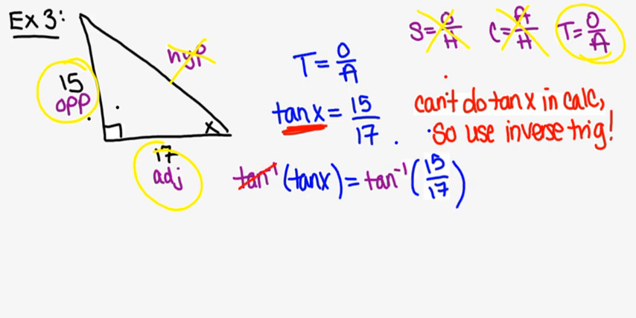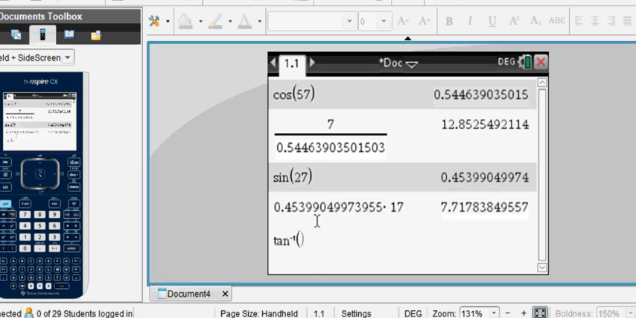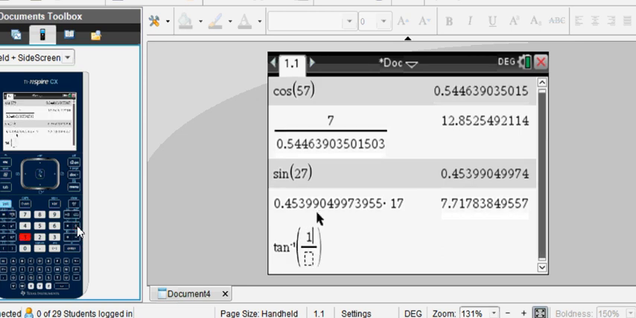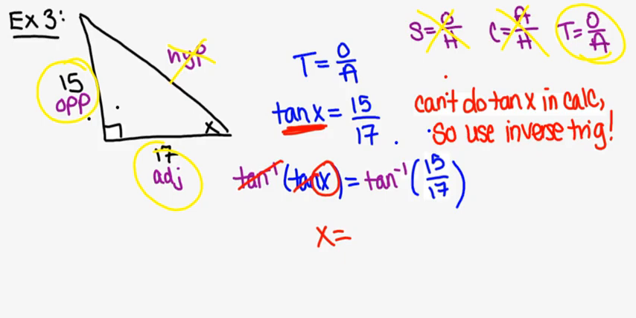So inverse tangent and tangent cancel each other out, and I'm left with an x. And x is going to be equal to the inverse tangent of 15 over 17. So just be careful when you go in here. This time we want the inverse tangent. And to the nearest tenth, that angle's 41.4 degrees.